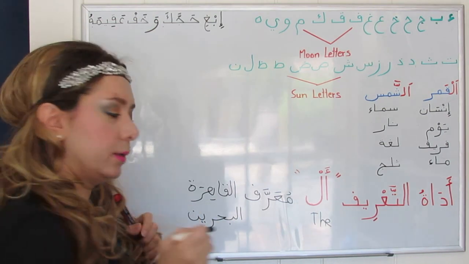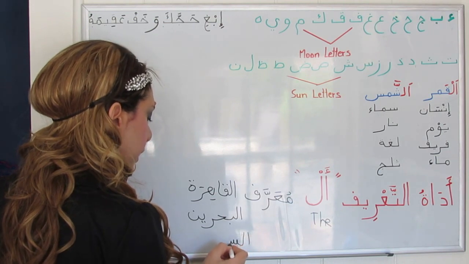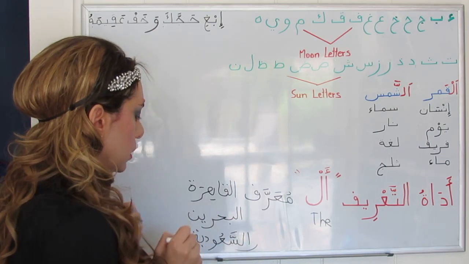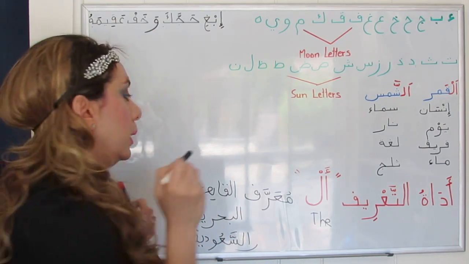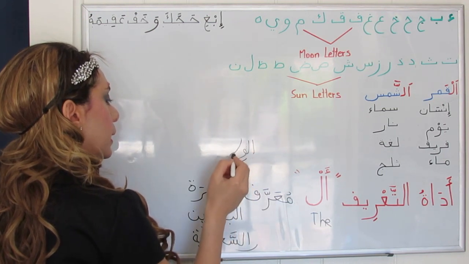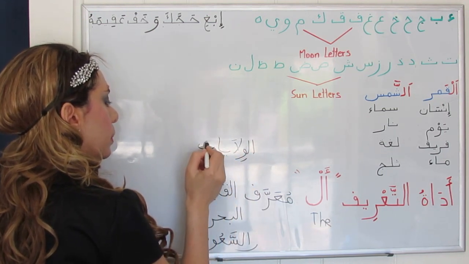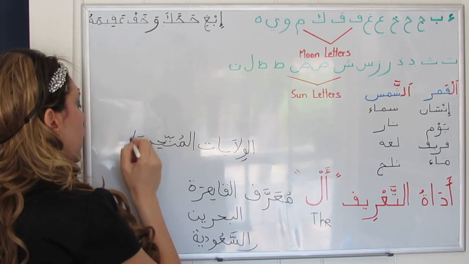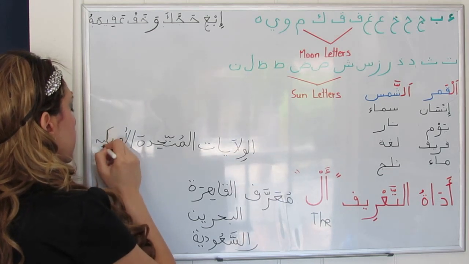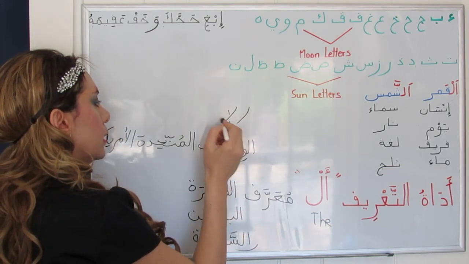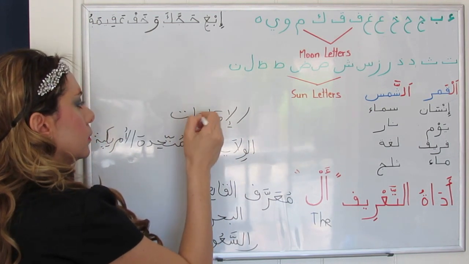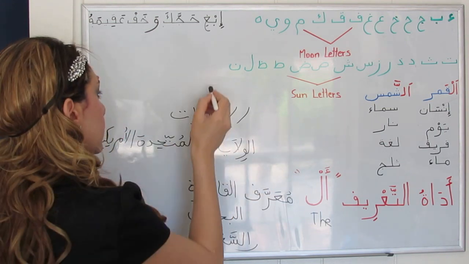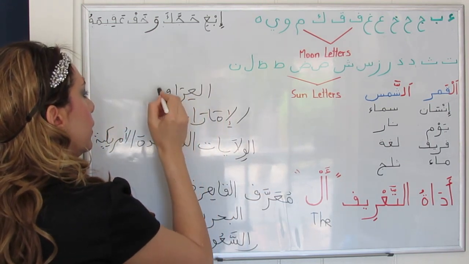Saudi Arabia, السعودية. It comes together with the definite article. Or الولايات المتحدة الأمريكية, the United States of America. Or الإمارات, Emirates. العراق. Too many of them. Iraq.